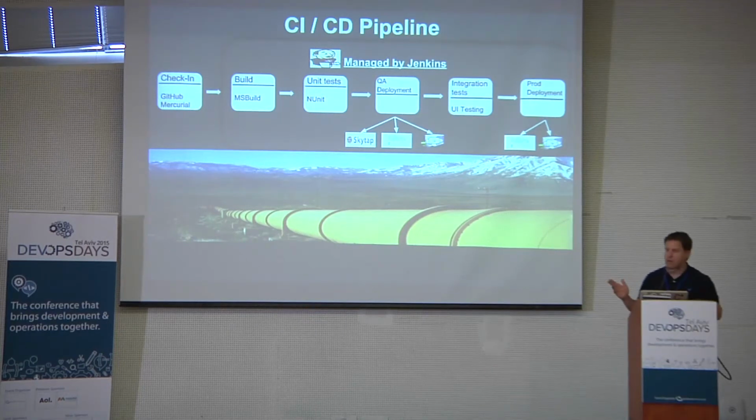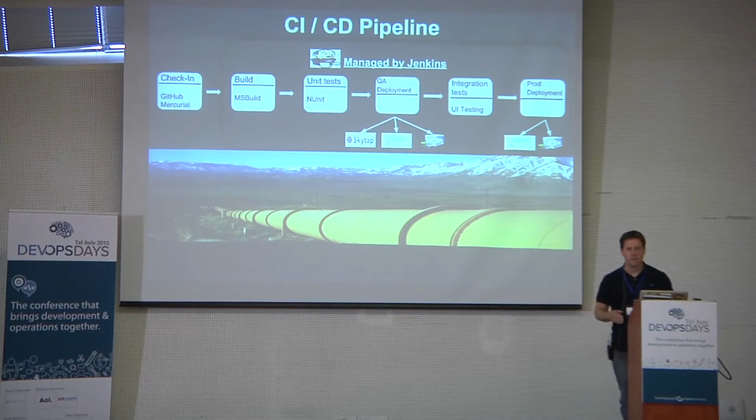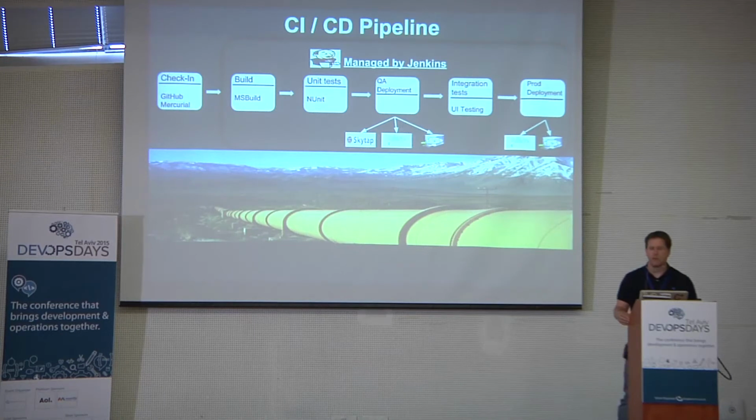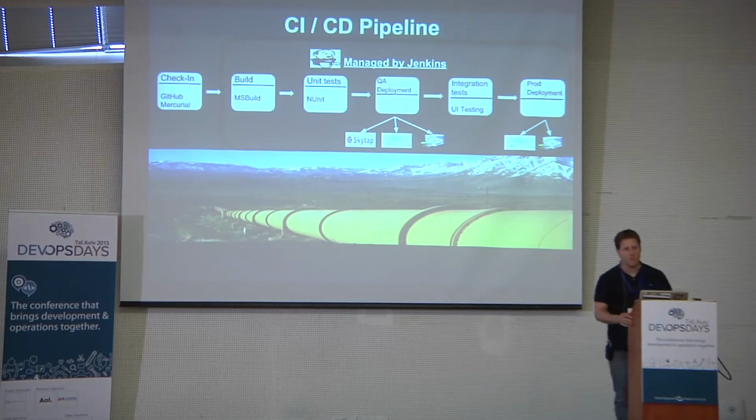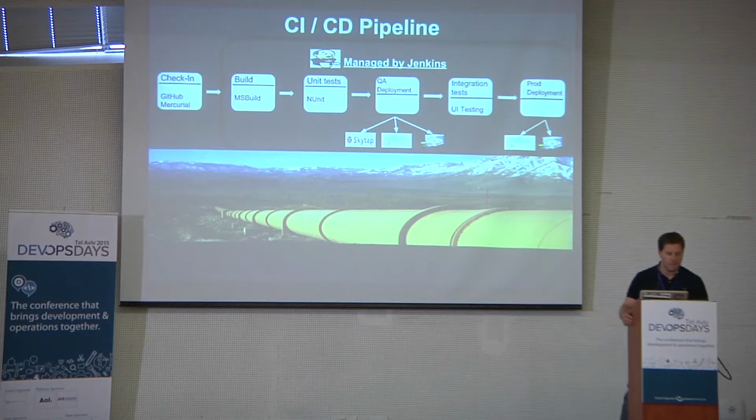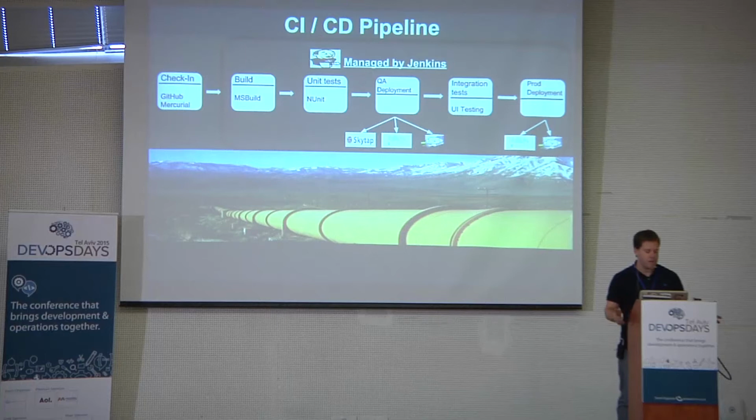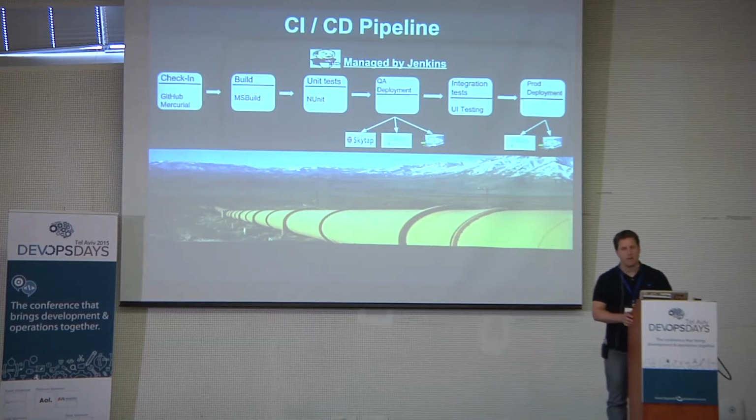First, we have the check-in to GitHub or Mercurial, and that happens from the developer machine, and then we start managing everything by Jenkins. First, we run the build, if we need to do a build. If we use PHP, almost nothing happens. If you use Node.js, we do some work around Node.js and NPM, it's not a build. We use MS-Build. We don't run the solution itself.